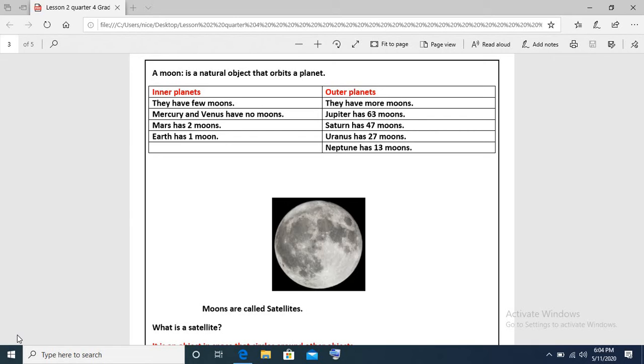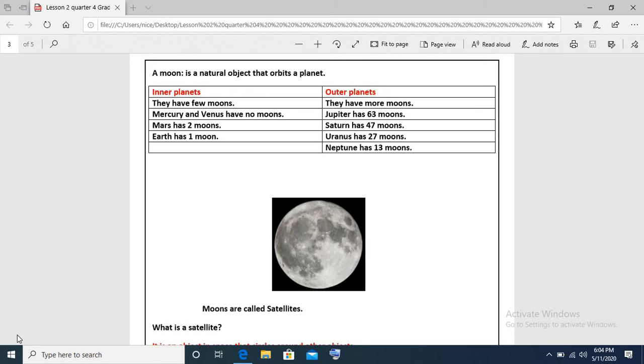A moon is a natural object that orbits around a planet. Take care in the exam. A moon is a natural object that orbits a planet. It's not orbiting the sun. It's orbiting the planet. We have the inner planets and the outer planets. Inner planets have few moons. Mercury and Venus have no moons. Mars has 2 moons, and of course Earth has 1 moon.